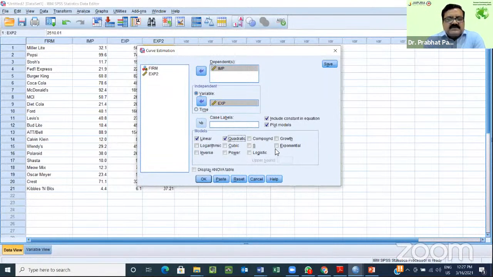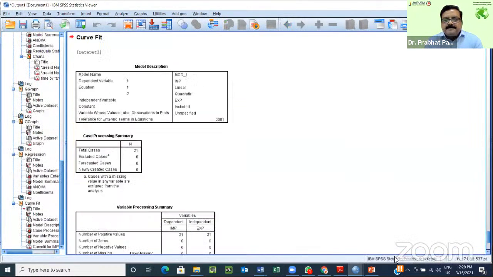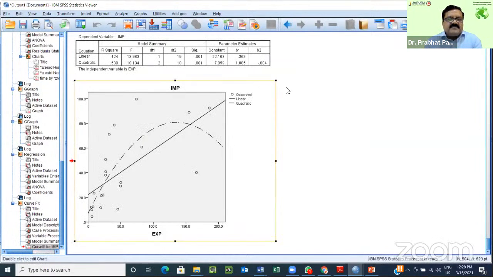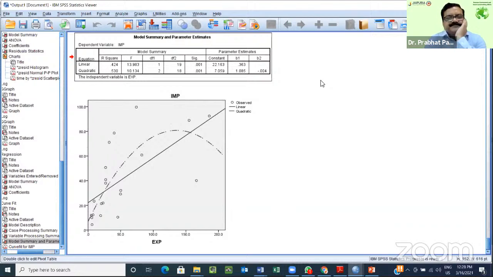There are many forms of regression that you can calculate by using this window, like growth, logarithmic, cubic, exponential, inverse. All these equations have different properties and serve different purposes. I'm just giving you an example of how quadratic serves a certain purpose. So we said okay. And what it gives us is very interesting. It gives us the graph. It also gives us the estimation.